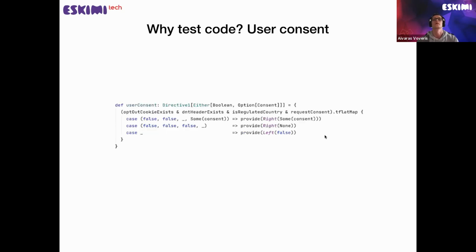So yeah, as the task handles requirements, we are checking for our directives and then giving some result, right? So in the first cases, we are providing some consent or no consent. And in the last case, we are just saying that consent shouldn't exist at all, right?